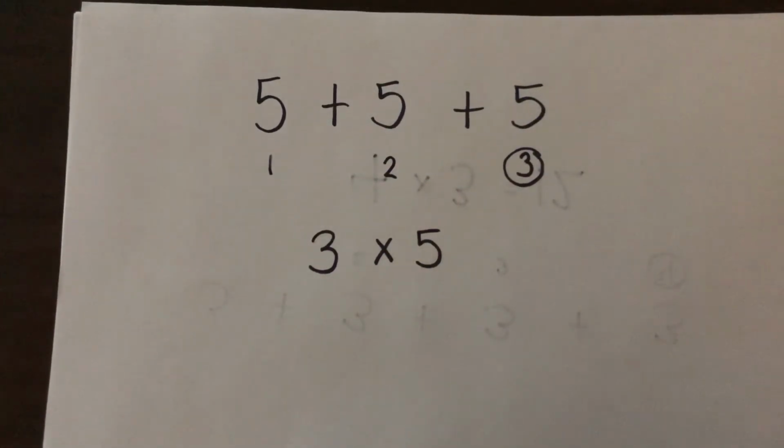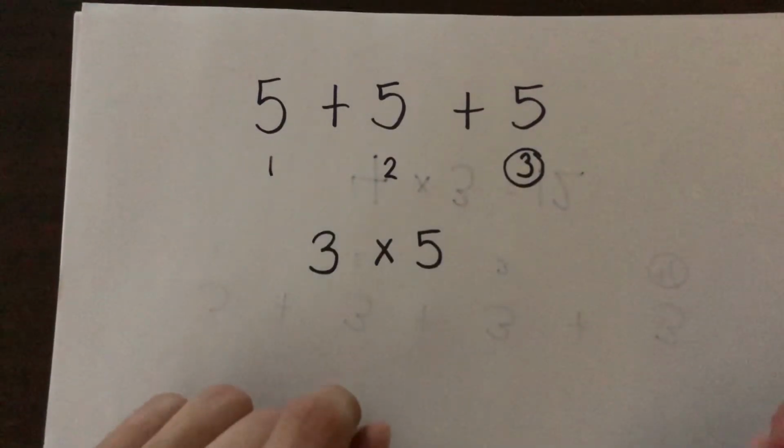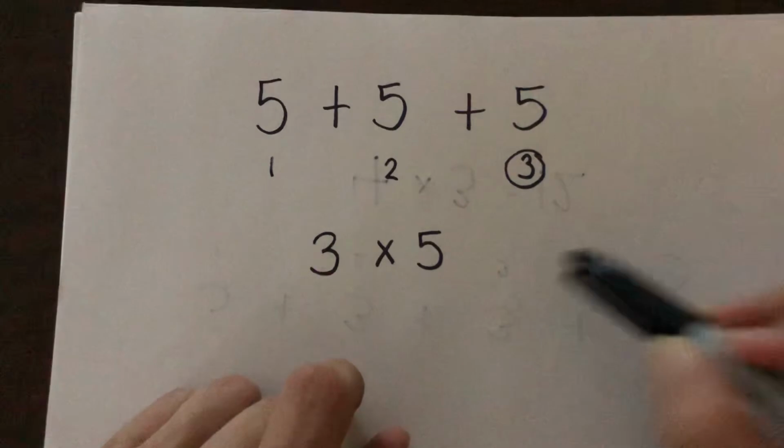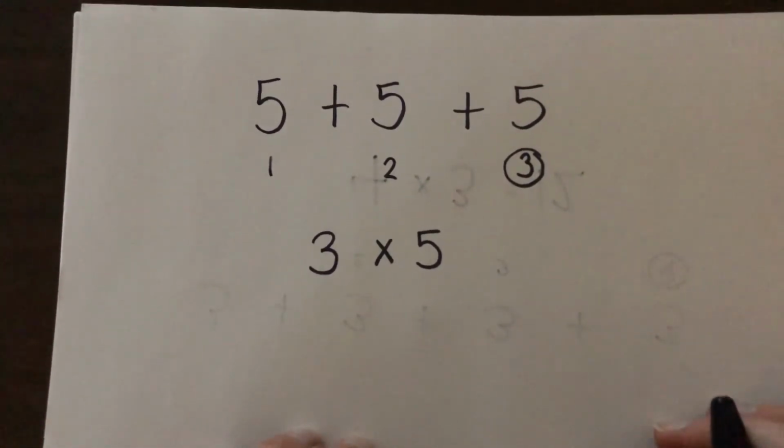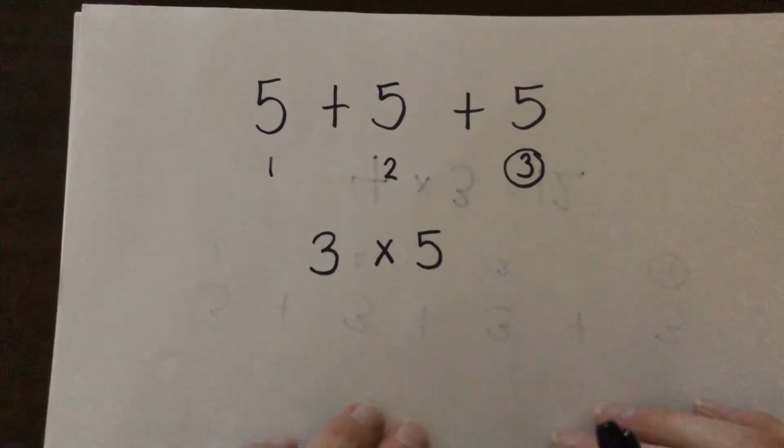All right, great. And then if you want to know the product, 5, 10, 15, right? And we could put equals 15 right here, right? Great. So now that we've got that done, I want you to see if we can do this backwards. Let's suppose I gave you a multiplication sentence, and let's see if you could write the repeated addition sentence.